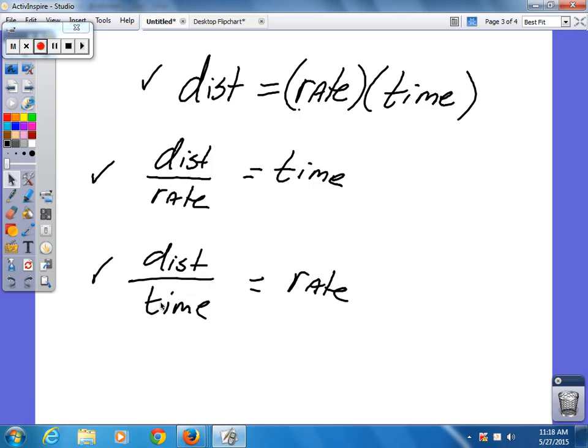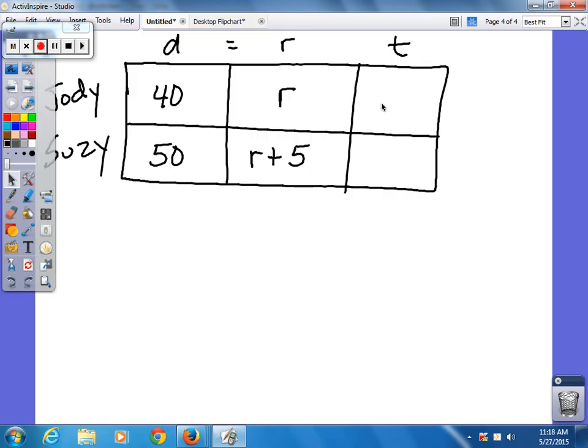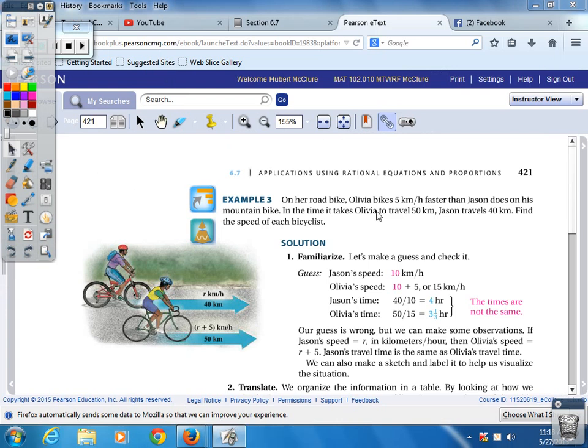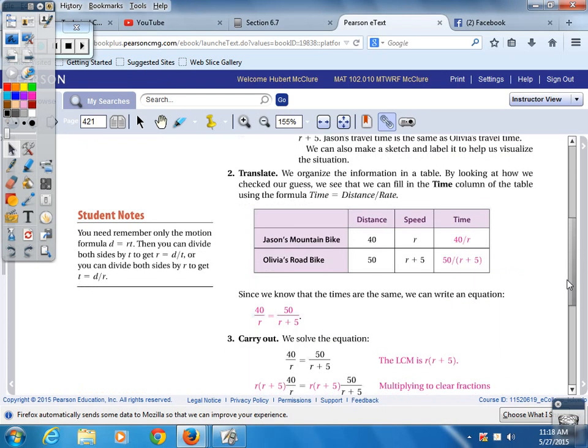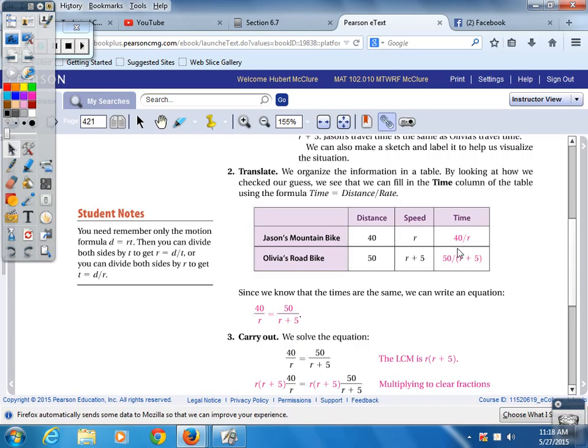Well, we know that T is time. Yeah, T is time. You put a T here and a T here. And that's probably what they did. Or they 40 over R. You could do that right here. T is equal to 40 over R, which is what we said. All right? So here's Jody, 40 over R. And the way we know that, 40 is distance over R.